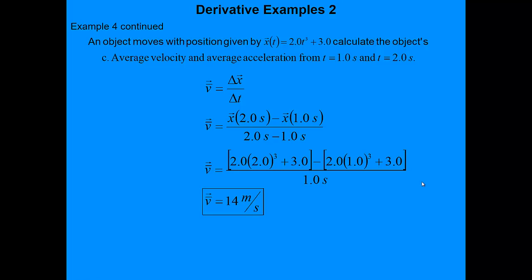So that's our average velocity. It doesn't tell you how fast we were going at 1 second or at 2 seconds. It tells you the average in between.